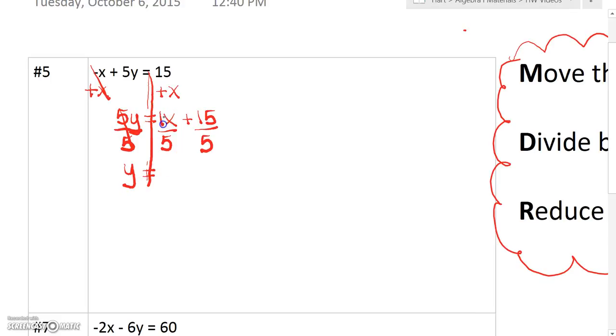This one, it's like a 1 over 5, and since we can't reduce 1 over 5, I'm just going to leave it 1 divided by 5, x. Now 15 divided by 5 we can reduce, and that becomes 3. Now since y is by itself on the left side, we are done, and that is our answer.